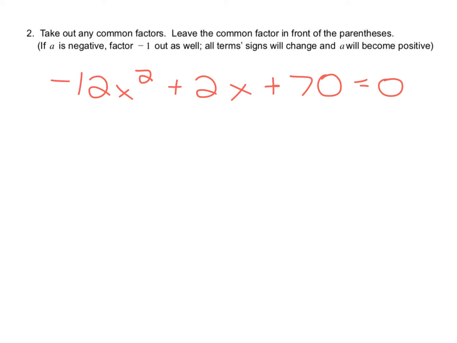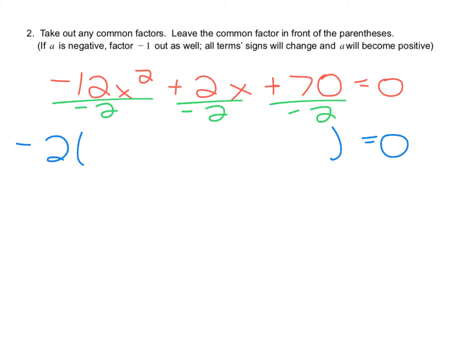So I say, okay, if I put a -2 out front, parentheses, equals 0. And what do I get when I divide everything by a -2? Divided by -2, divided by -2, divided by -2. Well, dividing by the negative will change the sign to a positive, and dividing by 2 will take half of that. So what do we get? We get, for this one, positive 6x squared and minus x and minus 35.